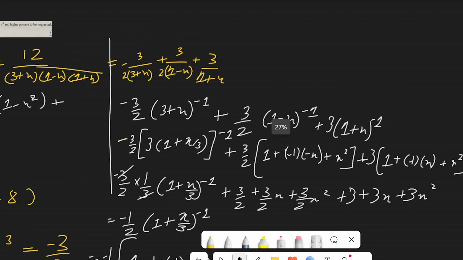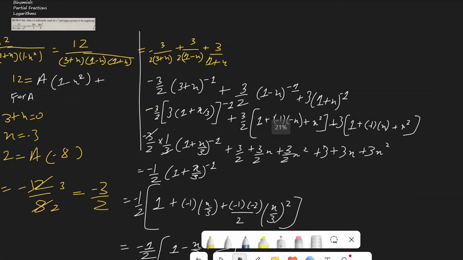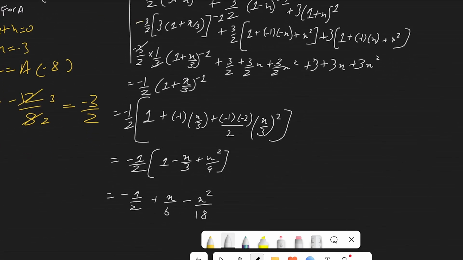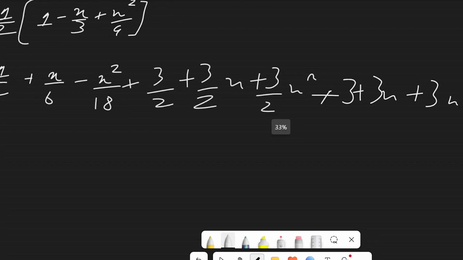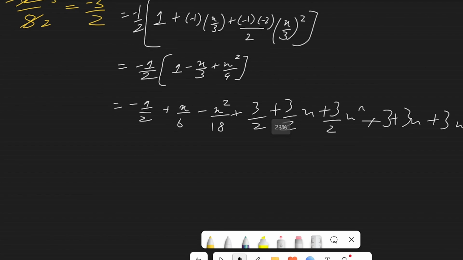Okay, so that is our entire expansion. Basically, if we sum it up, it is 3 over 2 plus 3 over 2x plus 3 over 2x square plus 3x plus 3 plus 3x plus 3x square. Okay, so that is our entire expansion. Now we need to group similar terms together.